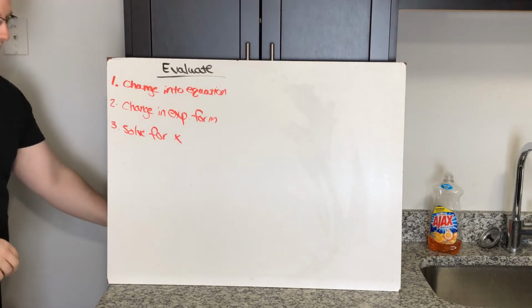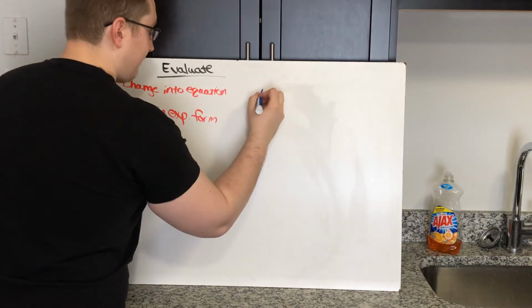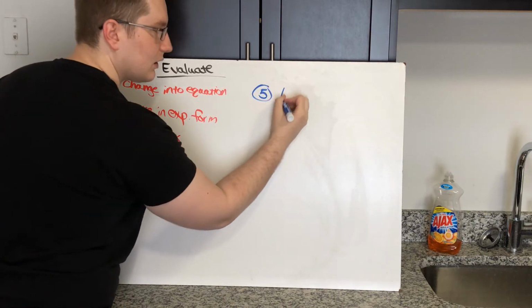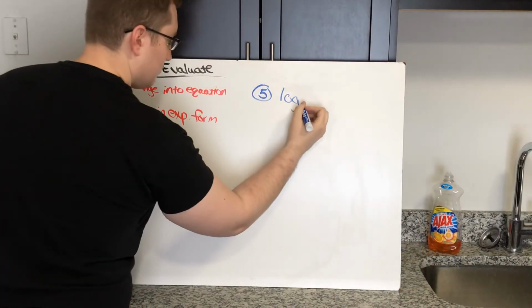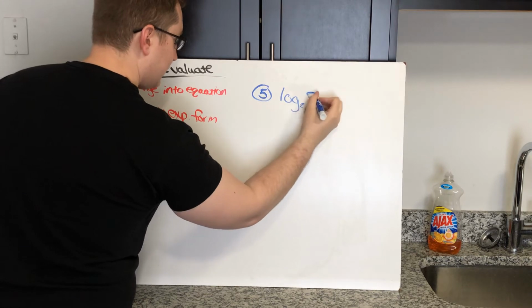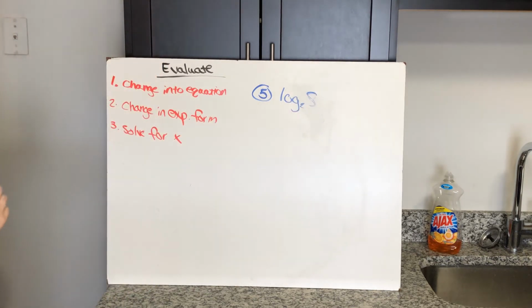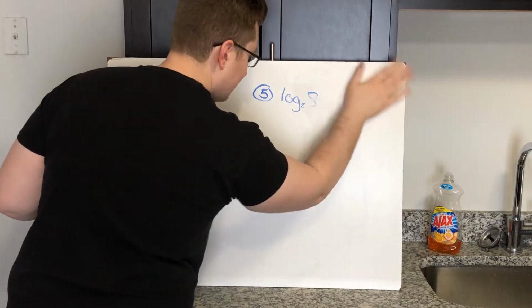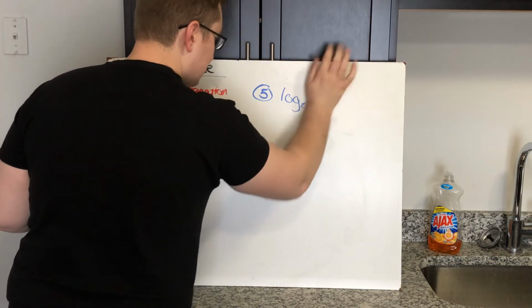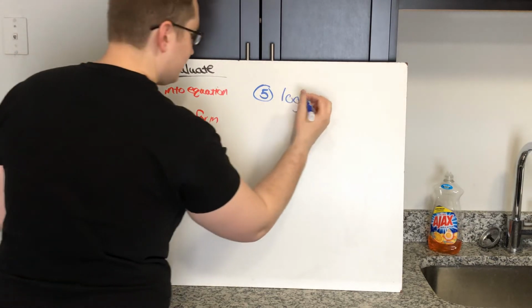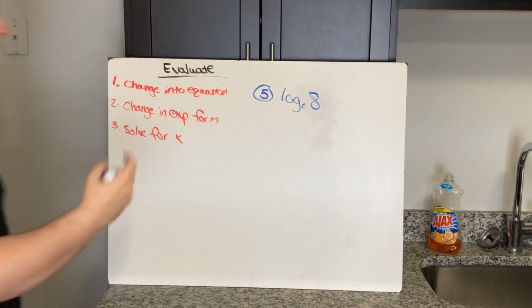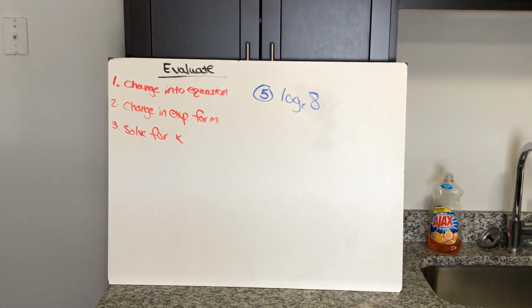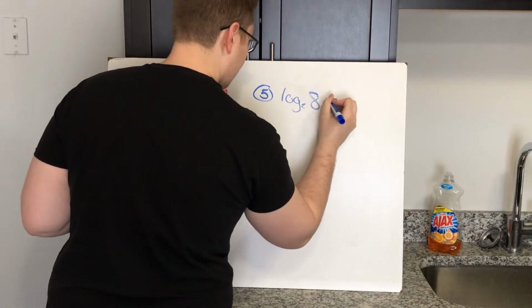So let's look at a few examples. So number 5, I have log base 2, 8. This isn't dry yet. This is ridiculous. Yeah, it kind of worked. Okay, log base 2, 8. It's not equaling anything. First thing I'm going to do is I'm going to set this equal to x.